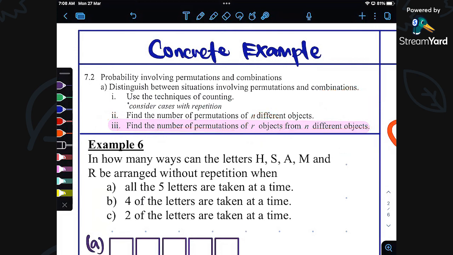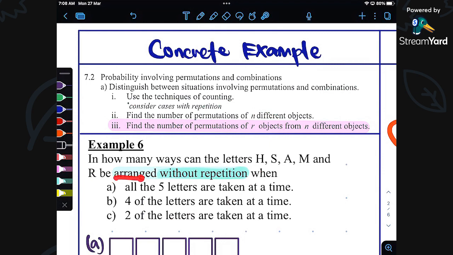So here goes, example 6. In how many ways can the letters H, S, A, M, and R be arranged without repetition? Please highlight this phrase: arranged without repetition. It means if you already use H as the first letter, you cannot use H anymore. That is what is meant by without repetition.